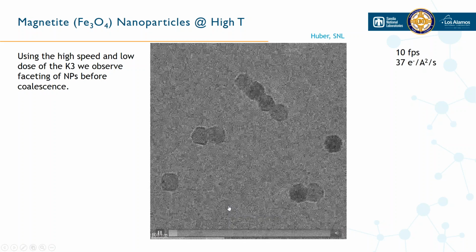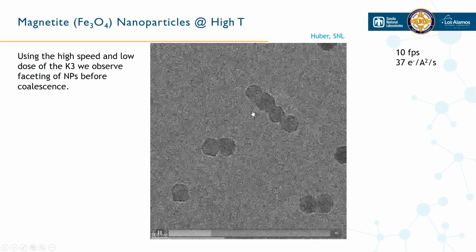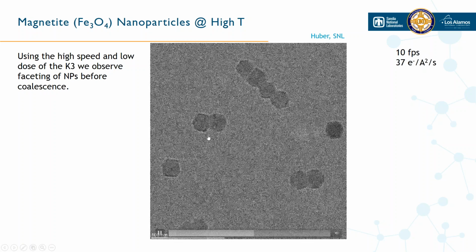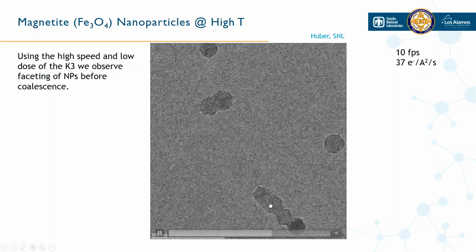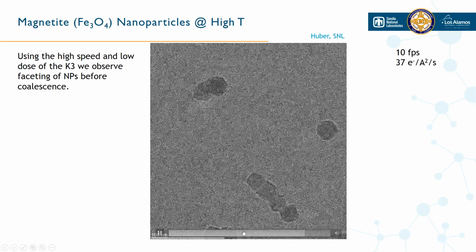And here we see that these particles come together and they facet on the side here before they coalesce. So you can see some strong faceting happening here before these things coalesce.